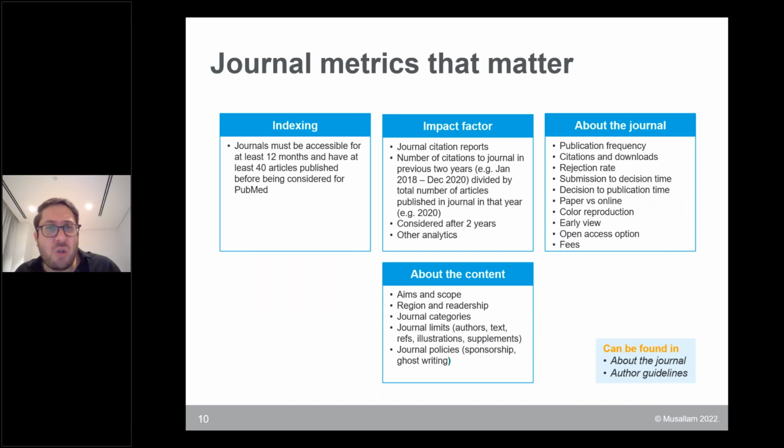And now just to go into the journal metrics that matter, there are a few things that are very important for you to understand about journals, because that leads the way to what I'm going to mention about thinking of which journal is suitable for you. Indexing means where does the journal appear? Where can you find it online? There are so many resources out there.